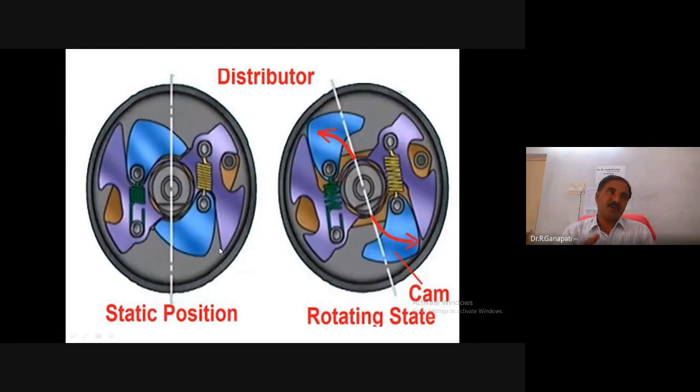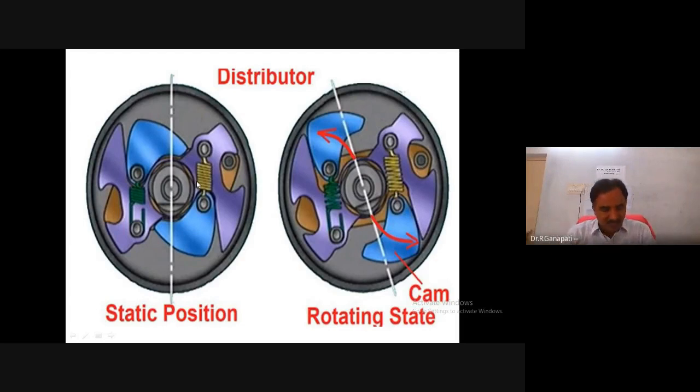See here the centrifugal advance mechanism. The process will be happening in the distributor. The outer one, the gray color, is the base plate. And these are the flyweights, the blue colored ones, and this is the cross piece, with the return spring and the cam. These are called the pegs.